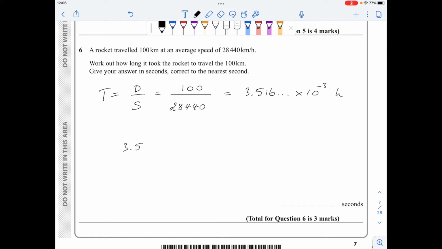So 3.516 times 10 to the -3 times 60 will give me 12.6 and so on. So the answer is 13 seconds, correct to the nearest second as required.